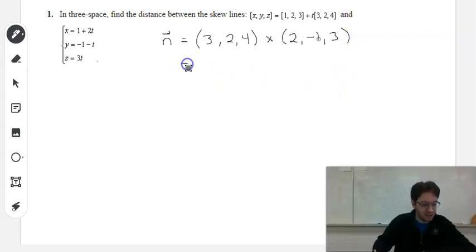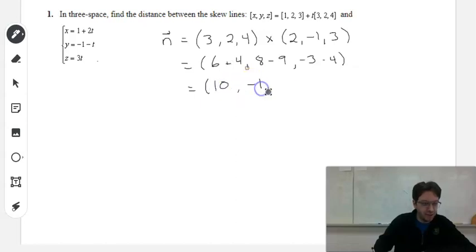Alright, so we'll do that cross product. Gives you 6 plus 4, 8 minus 9, and minus 3 minus 4. Gives us 10, negative 1, and negative 7. So there's our normal. And once we have the normal, we can figure out one plane. So those are your coefficients, A, B, C.